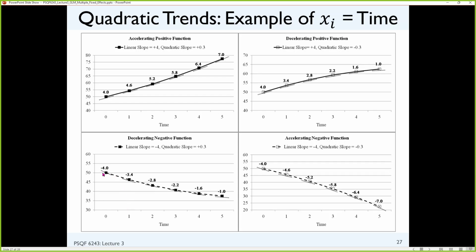Same kind of slowing down happening in the opposite direction on the bottom left here. This is a negative linear slope at time 0 of -4. Twice the quadratic is how the slope changes per unit of x, so it's becoming less negative. So -3.4, -2.8, and so on. And then we can have accelerating.